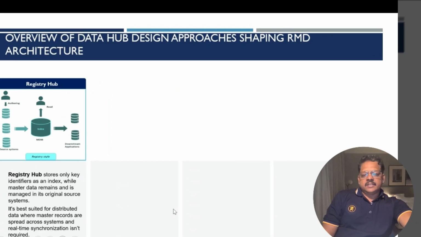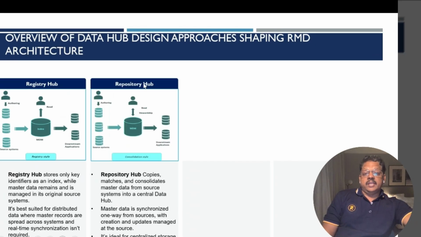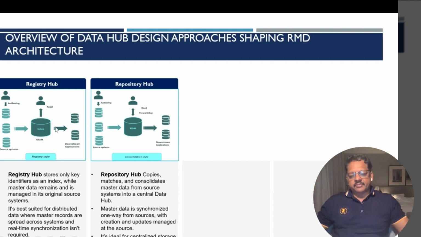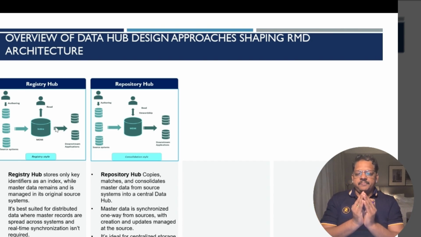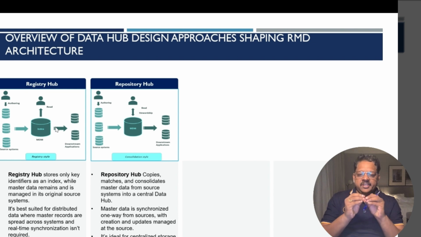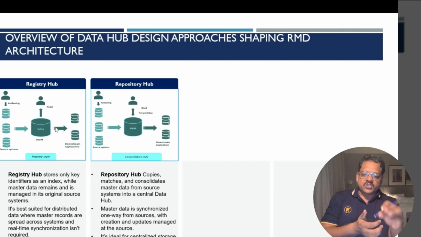Then the second type is a repository hub architecture. What does a repository mean? A repository hub copies, matches, and consolidates master data from source systems into a central hub. You are going to bring data from all the source systems into a centralized system. But the catch here is that the master data is synchronized one way from the sources, with creation and updates managed at the source only.